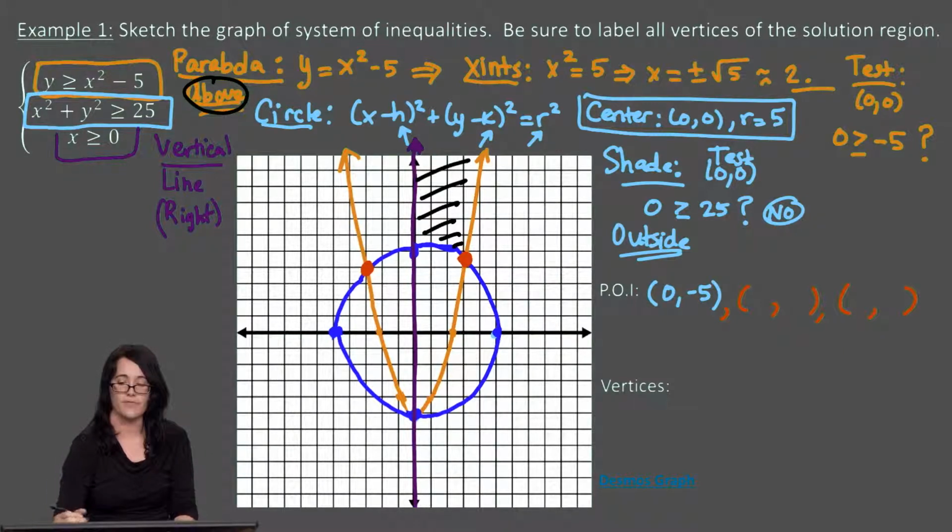Now, as far as finishing it off, we need to find those points of intersection that we missed, and then we need to talk about vertices. So how do we find points of intersection again? Well, that's right. We need to make a system of equations. So what points of intersection are we after?